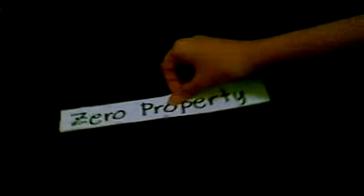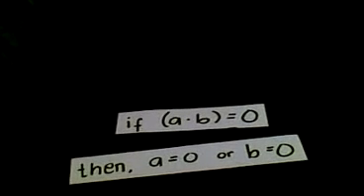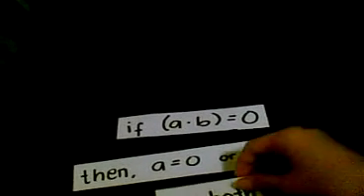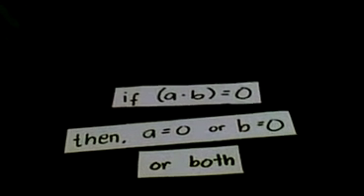Next is the zero property. Zero property, from its name, zero. If A times B is equal to 0, then either A is equal to 0 or B is equal to 0. Or in some cases, maybe both A and B are 0.